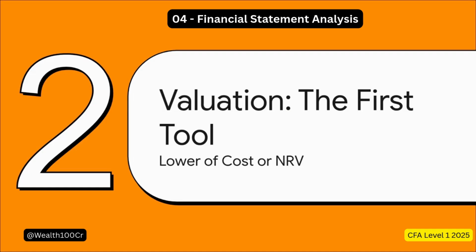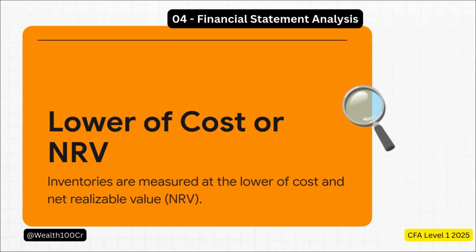All right, let's grab our first tool. This is the bedrock principle of inventory valuation. Its whole purpose is to stop companies from overstating the value of their assets and looking healthier than they actually are. In plain English, the rule is pretty simple. A company can't carry inventory on its books for more than it realistically expects to get from selling it. So if the value drops, maybe because the product is obsolete or damaged, the company has to recognize that loss right away by writing the inventory's value down.